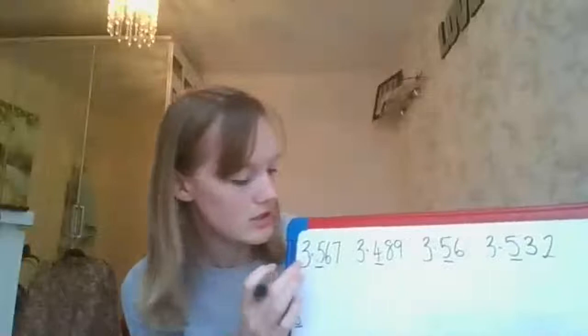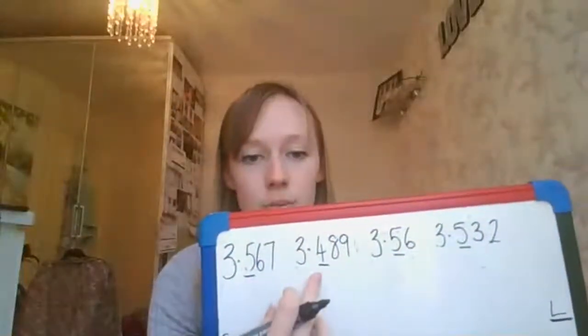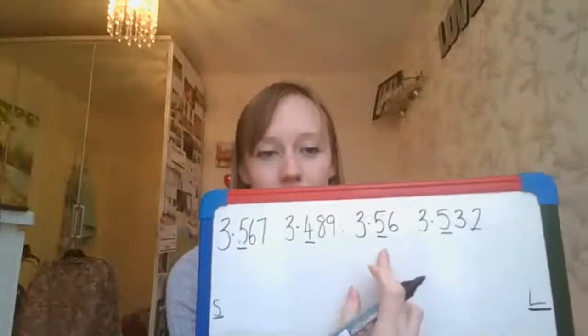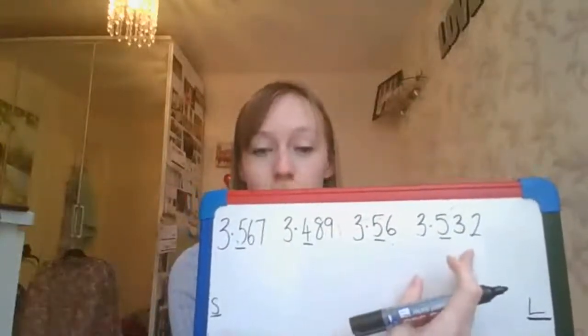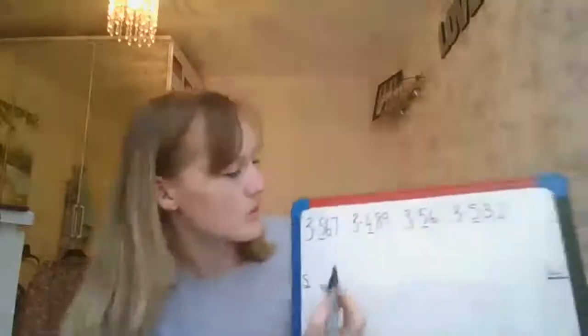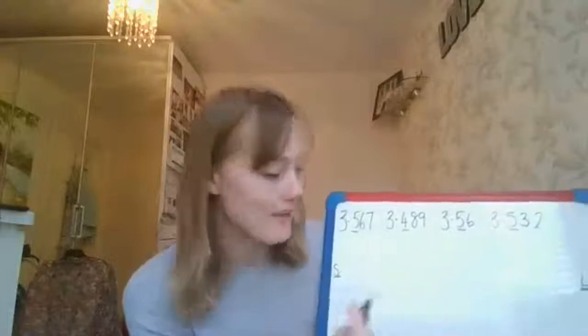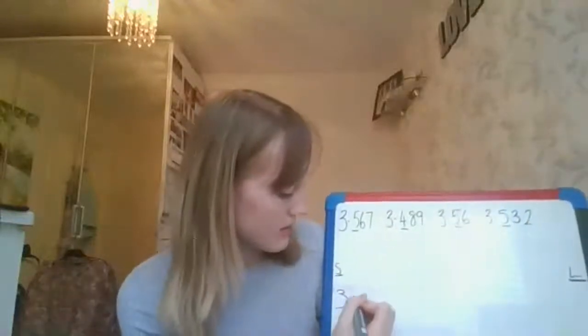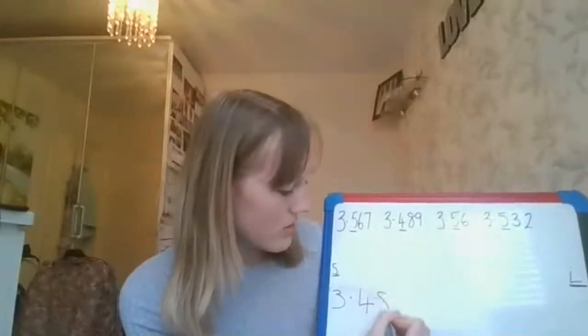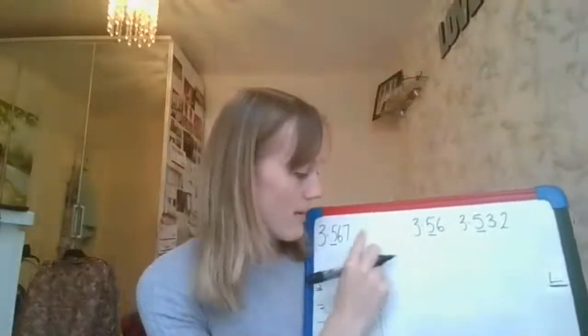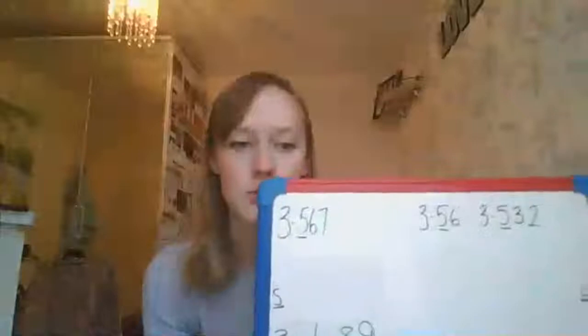So we have now got 3.567, we've got 5 tenths, 3.489, we've got 4 tenths, 3.56, we've got 5 tenths, and 3.532, we've got 5 tenths. So we know that 4 is smaller than 5. So that number has to be smallest. So we can put that first. Okay, so we've done that one. We can get rid of it. Wipe it out. Okay, now we're left with the remaining 3.